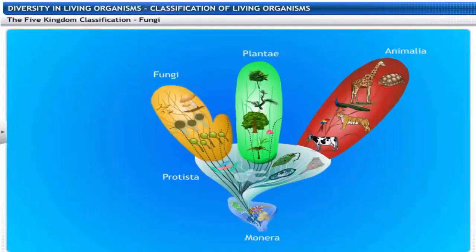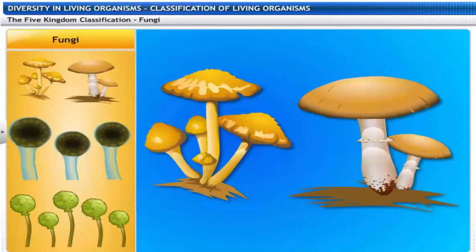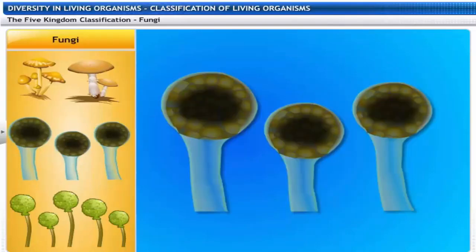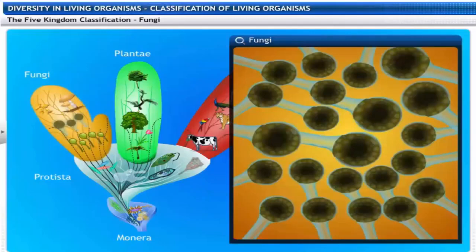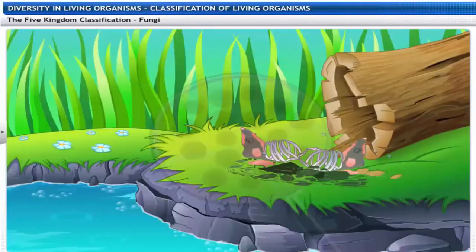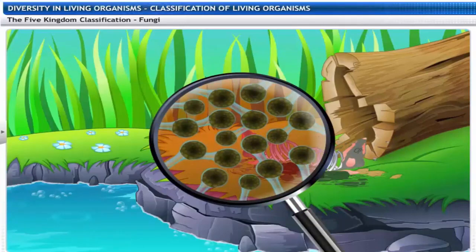The next kingdom, fungi, includes mushrooms, rhizopus, and mucor. These organisms are not plants and are not capable of performing photosynthesis. Most fungi are multicellular and eukaryotic. They have cell walls made of a tough, complex sugar called chitin. Fungi decay dead plants and animals to derive their food. Hence the name saprophytes.